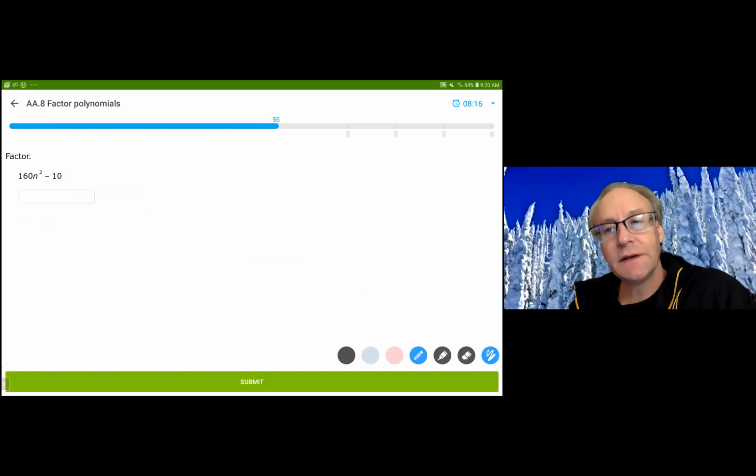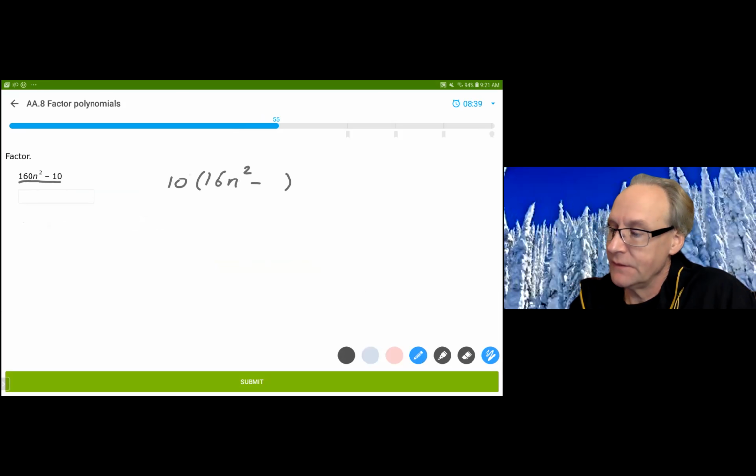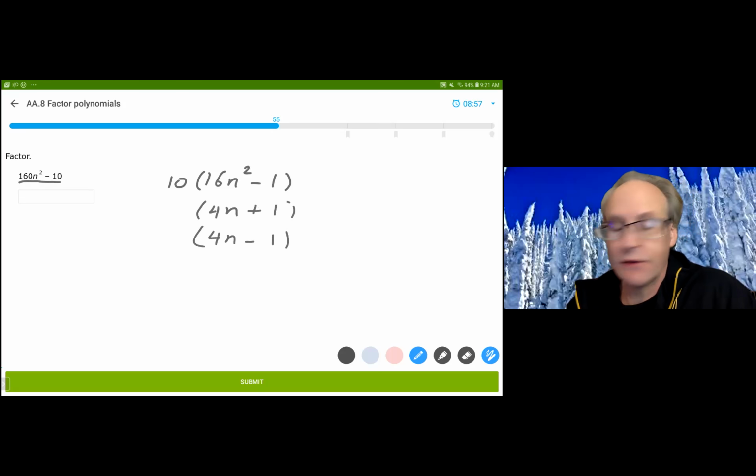Okay, now this one is not a difference of squares yet. We do have a common factor of 10. Hopefully you saw it. If you look at these pair, we have a common factor of 10. This can be factored without doing this, but it's really hard. That gives me a 16n squared minus, notice the 10 came out, but there really is a 1 there. Now this is a difference of squares, which means that I'm looking at 4n and 1 and 4n and 1. 1 is positive and 1 is negative. That's how we get our 0 in the middle.